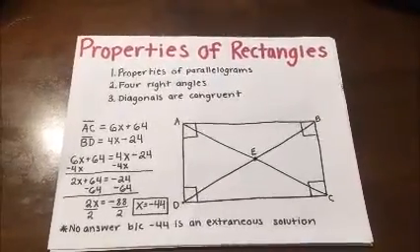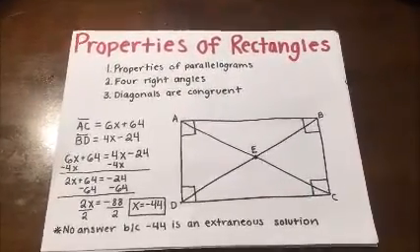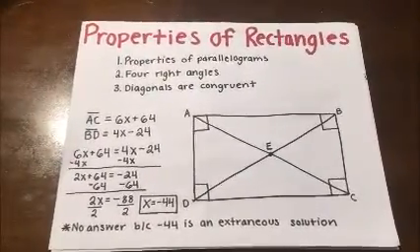Properties of rectangles. Properties of parallelograms are included. There are four right angles and diagonals are congruent. This equation has no answer because negative 44 is an extraneous solution.